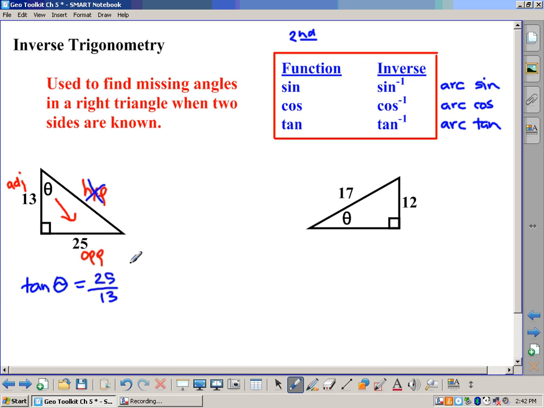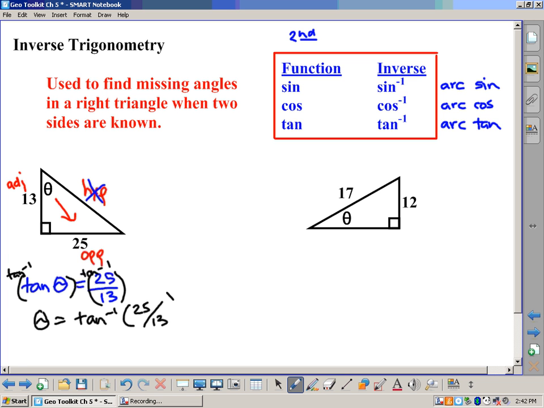Well, it's as simple as the opposite of adding is subtracting. The opposite of multiplying is dividing. If we want to undo squaring, for instance, we square root. And what we do now in order to undo tangent is we do something called arc tangent. So we do arc tangent of both sides. So basically what's going to happen here is theta, the angle we're solving for, is arc tangent of 25 divided by 13.